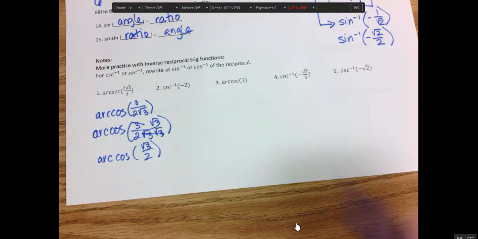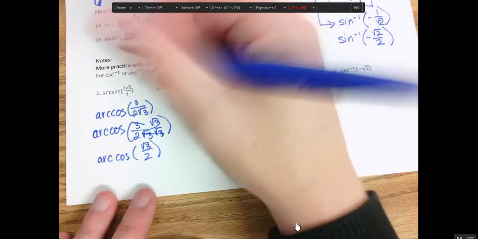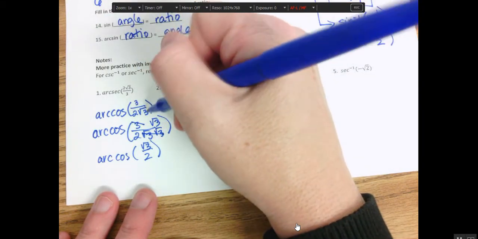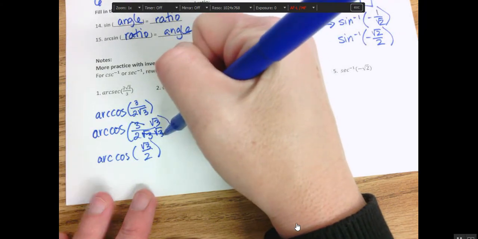Two fractions in one parentheses right up there? So I have this first fraction here, right? One fraction. And then in order to rationalize the denominator, I multiplied it by root 3 over root 3.